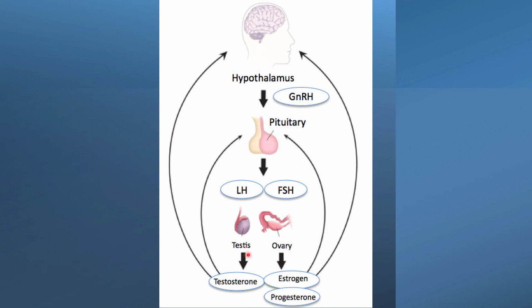So here's the feedback loop for gonadotropin. The hypothalamus releases GnRH, gonadotropin releasing hormone, which tells the anterior pituitary to release gonadotropin, which is LH and FSH. LH and FSH travel to either the testes or the ovaries. The testes respond, the ovaries respond. As testosterone rises, as estrogen, progesterone, and inhibin rise, it feeds back to the anterior pituitary, tells it to stop making LH and FSH, and to the hypothalamus, tells it to stop releasing GnRH.